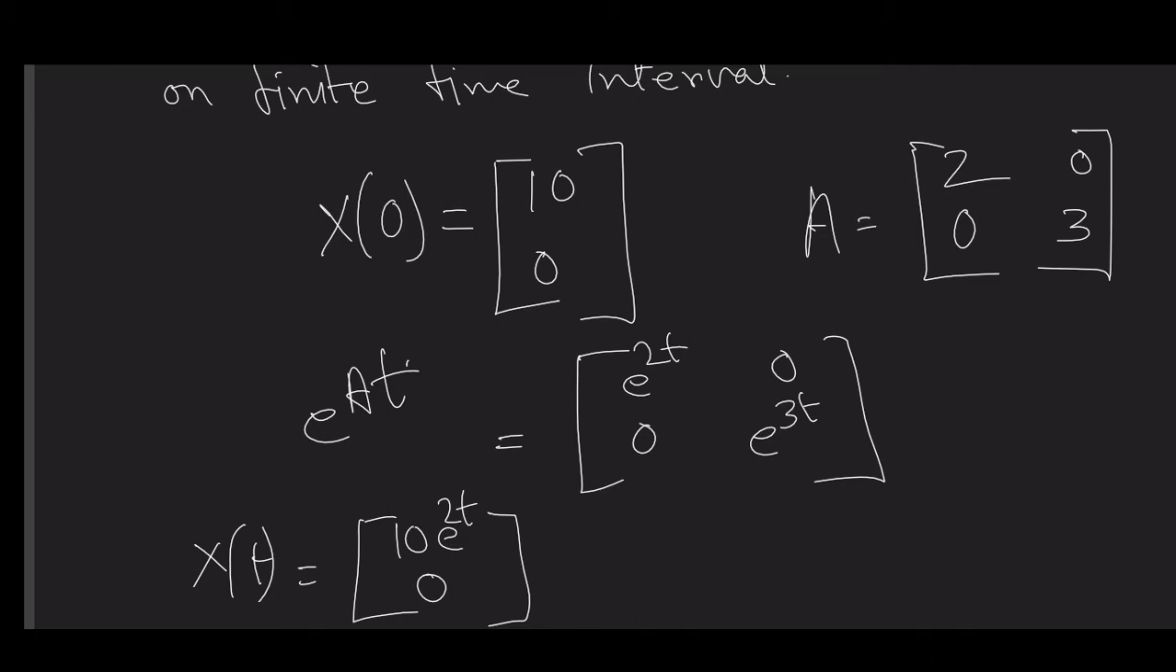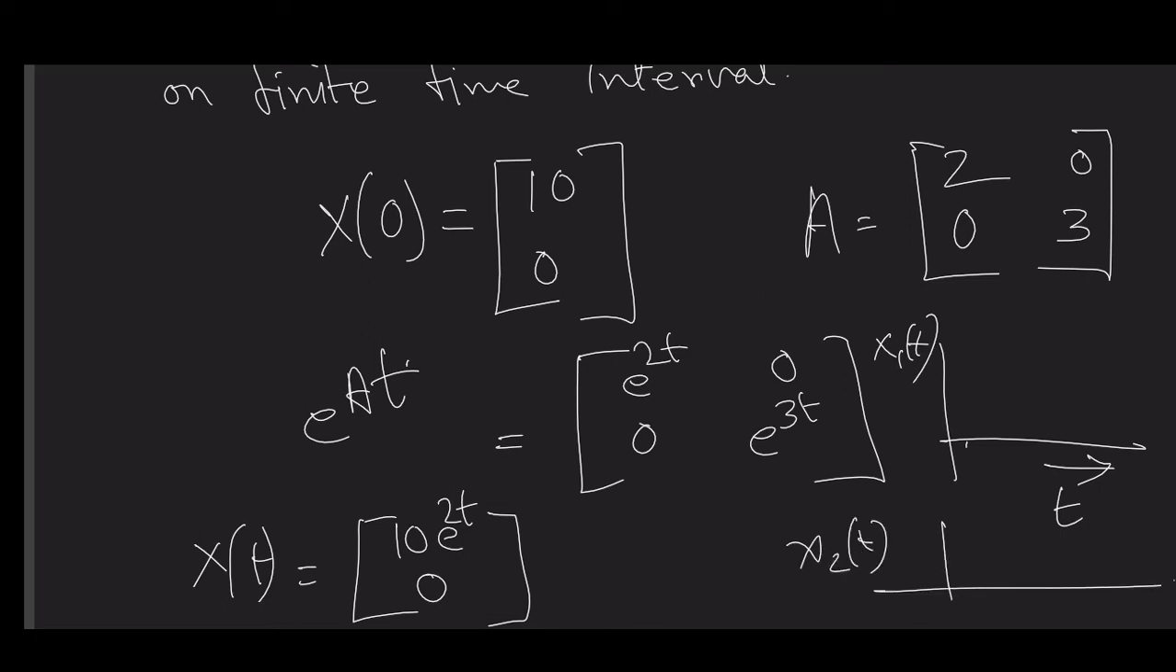then think about this, what about the system. If you try to plot, you need to plot two curves. One is x1(t), another one is x2(t). What you will see is that x1(t), say at 10, will grow with a factor of e to the t, right?